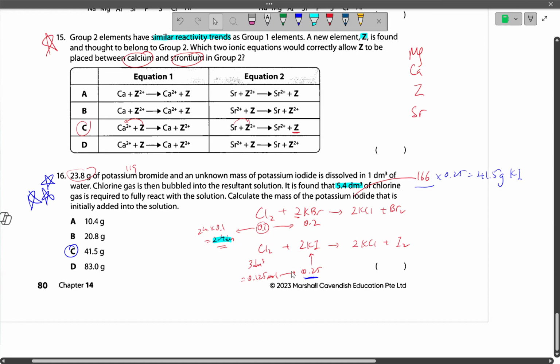So now let's calculate the mole again. 3 dm cube is 0.125. Equation 1 to 2, 0.125 is 0.25. So 0.25 multiplied with Mr would be exactly the mass of the potassium iodide that reacts with the chlorine. And this is a very important question. Make sure you know how to do it.